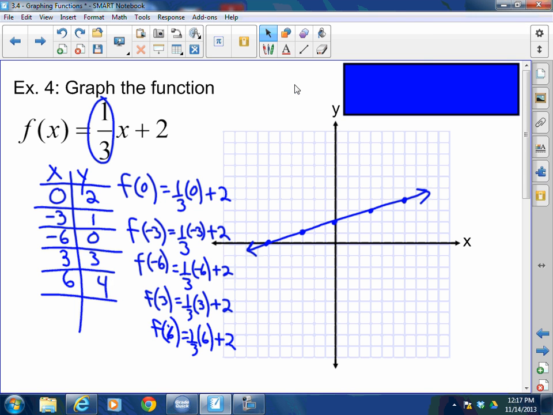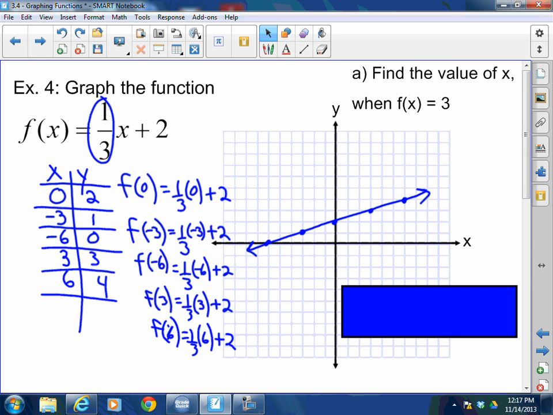Okay. Now, who can answer this? Find the value of x when f of x equals 3. Thank you. Guys, isn't f of x the same thing as saying the y values? When y is 3, what's my x value? 3 in this case. Does that make sense? So when y is 3, that means x equals 3 in this particular function.